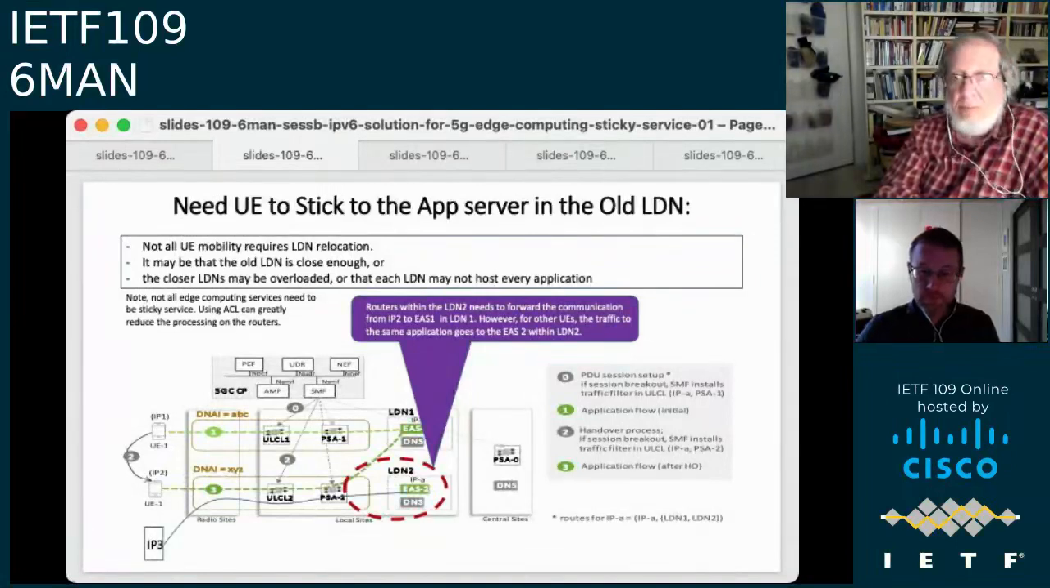So in the 3GPP SA2 edge computing project, there are many proposed solutions, and we find that IPv6 provides a very elegant solution. That's why we want to present here to get people's feedback. Next slide, please.